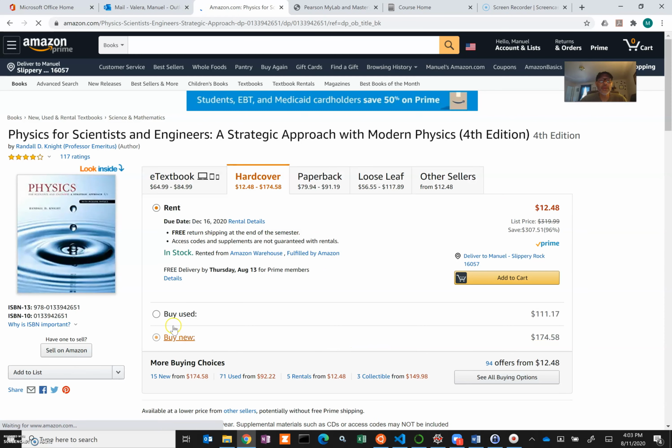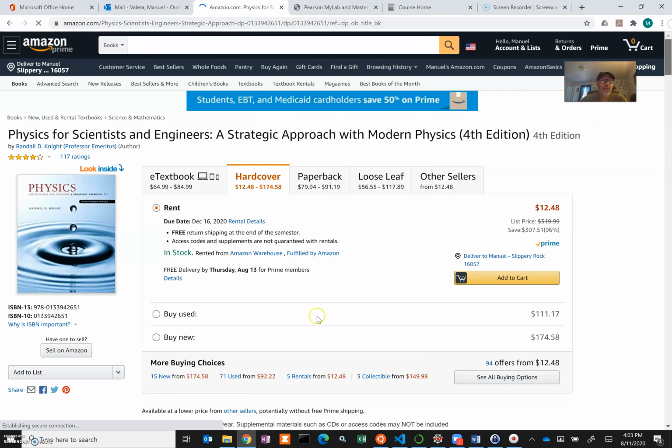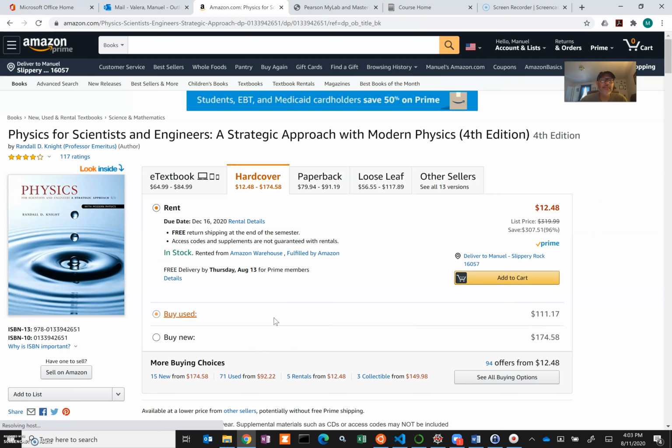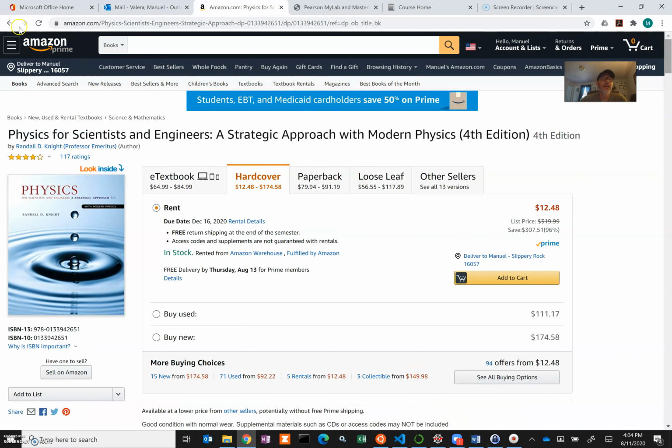This is quite a bit expensive. If you buy it used, it'll be roughly $100. If you buy the second edition, it'll be less than that. You can also buy the third edition. New is 174, used is 110, so the third edition is also a little cheaper, and you can buy that if you want. The book is mostly for reading.